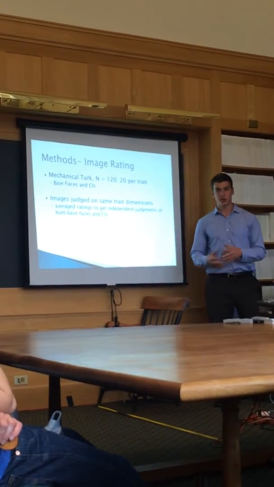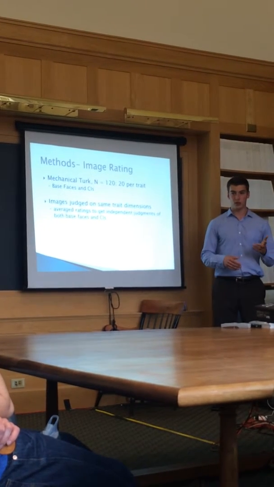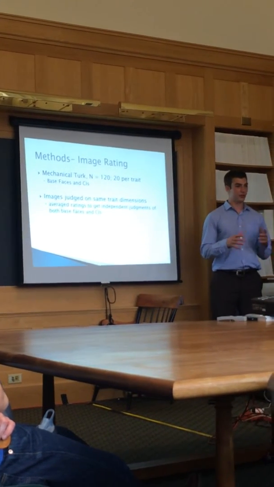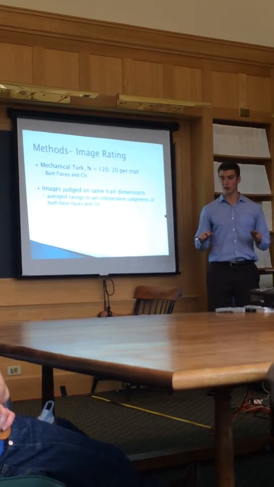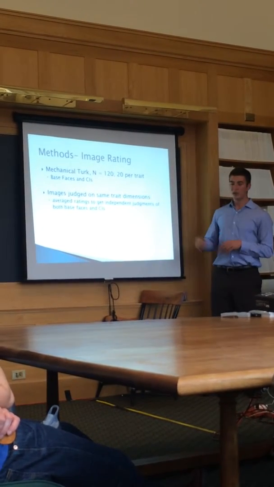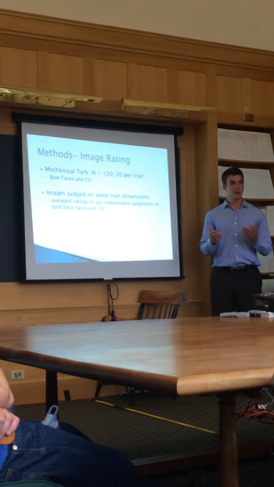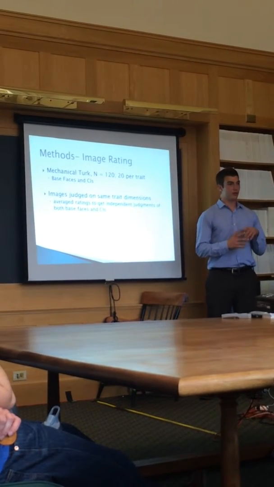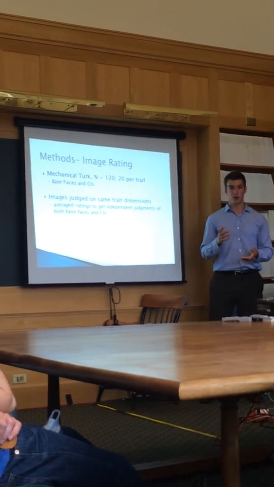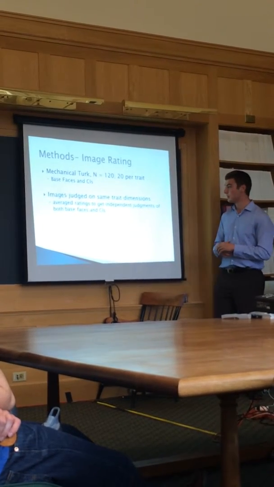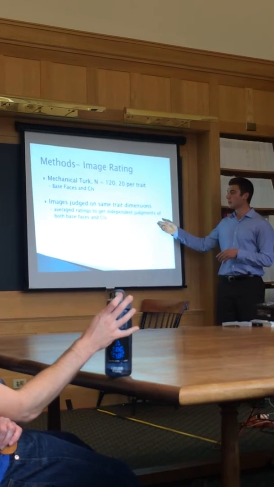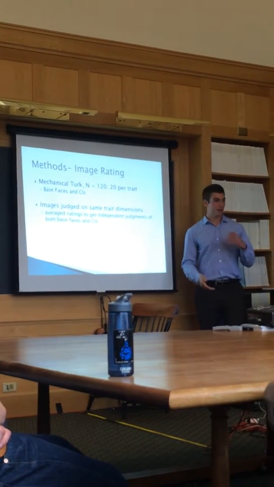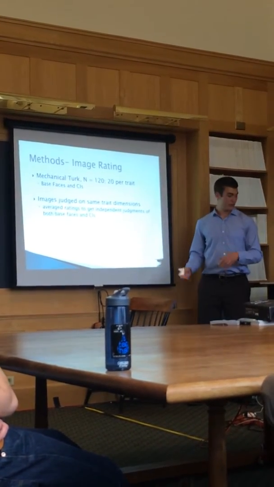So once the image construction was completed, I had 41 of these mental representation classification image faces, and I also had the original 4 base faces. These were the actual true-to-life photos of the participants. And I put them on Amazon's Mechanical Turk to get an independent sample of how people that didn't know these people would judge these photos of their faces. So I had independent raters judge them on the same trait dimensions. And then I averaged the ratings to get an independent judgment of both these base faces and the classification images.